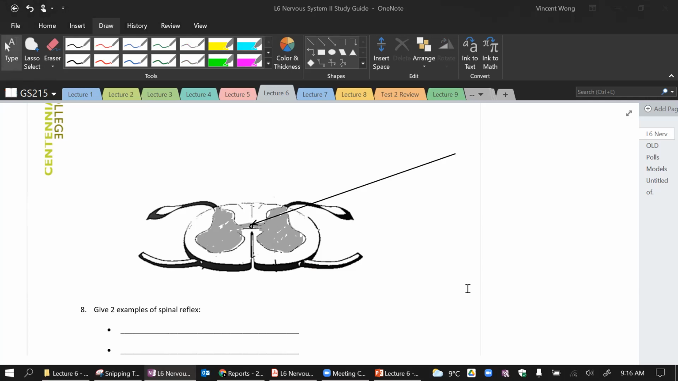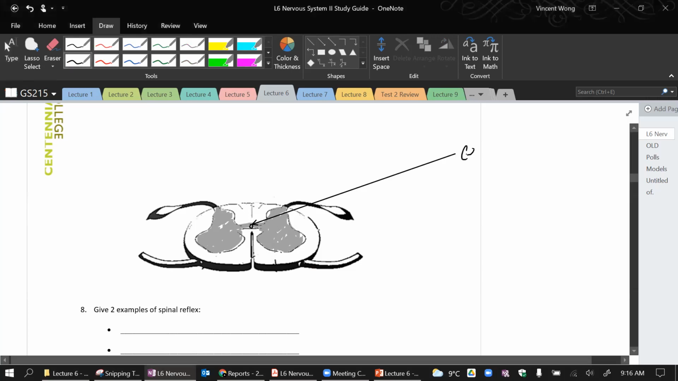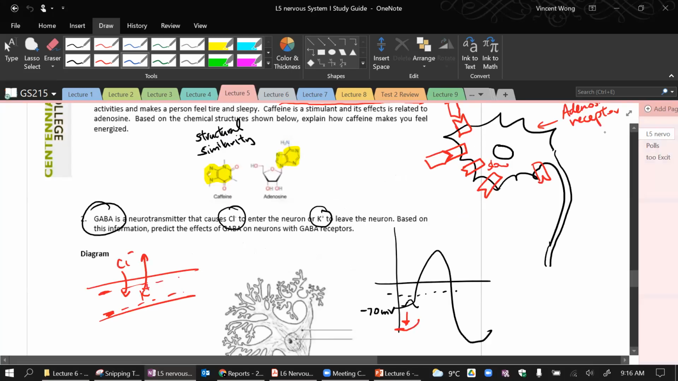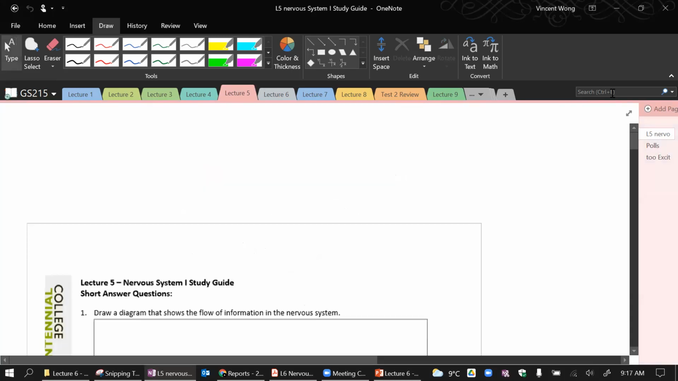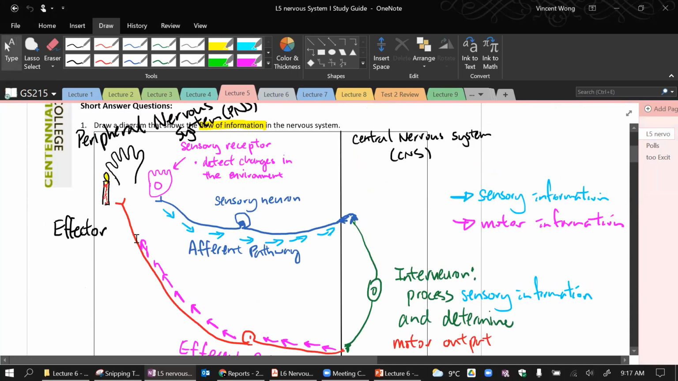Spinal fluid comes out. That's where the cerebrospinal fluid is going to be going through. That's right, and that is the central canal. It's going to be along the entire length of your spinal cord. Remember last class, just go back to last class here. We were talking about this flow of information.